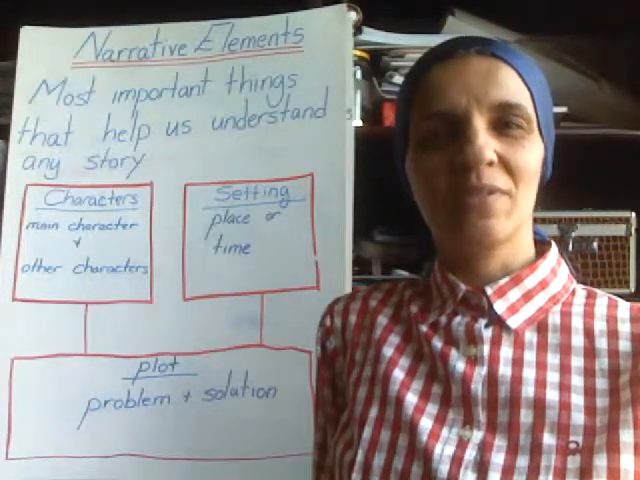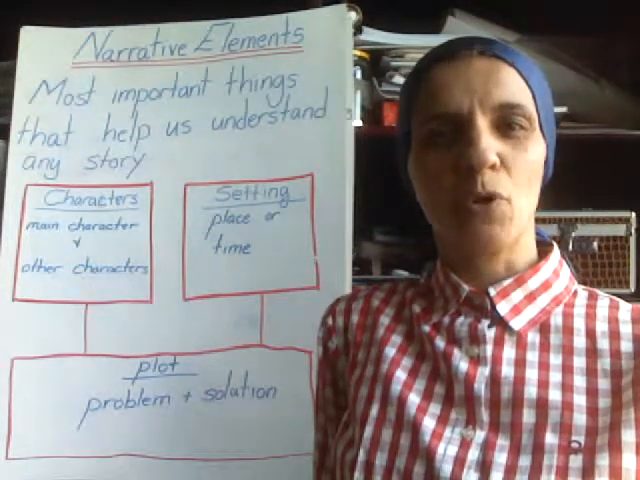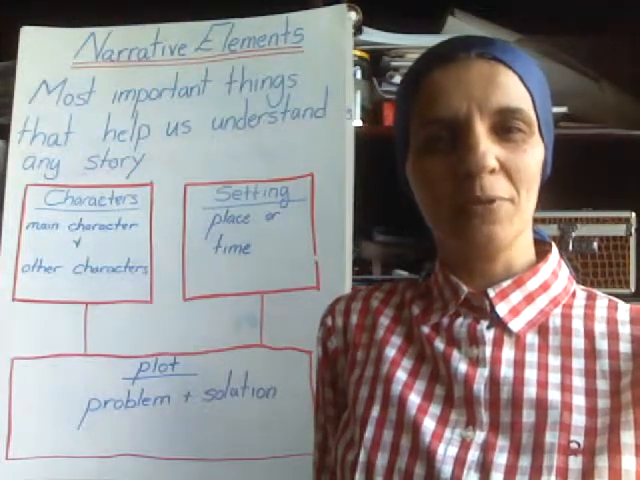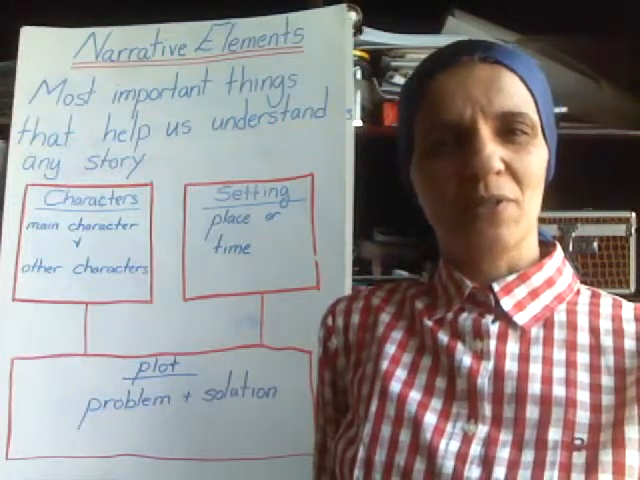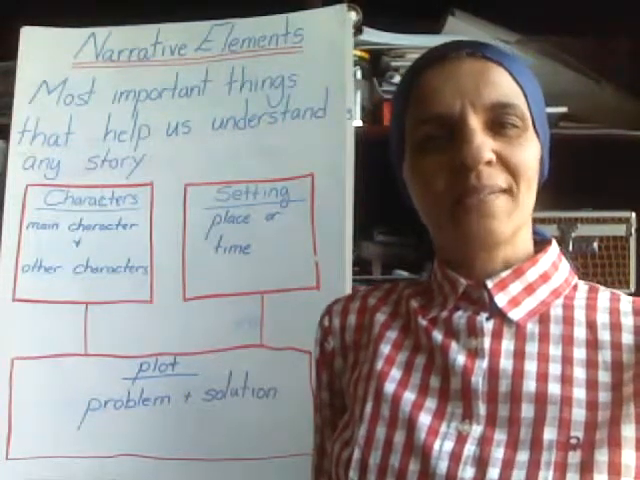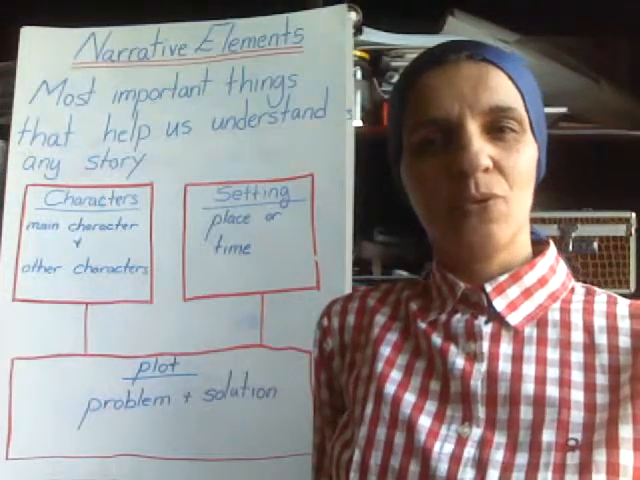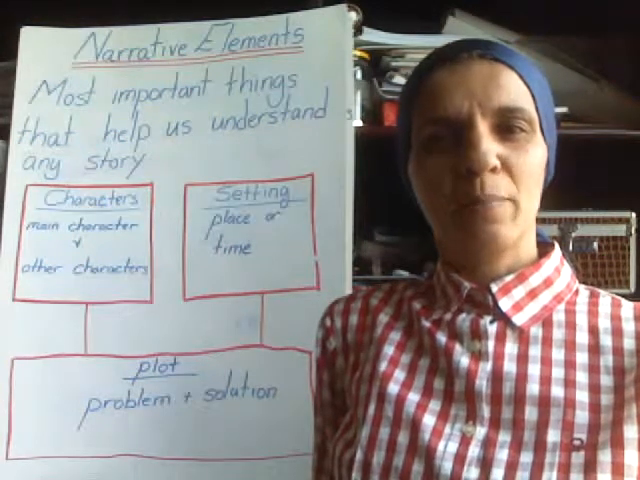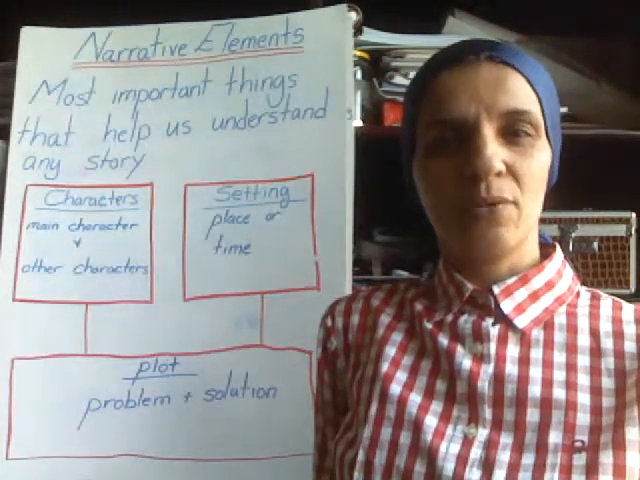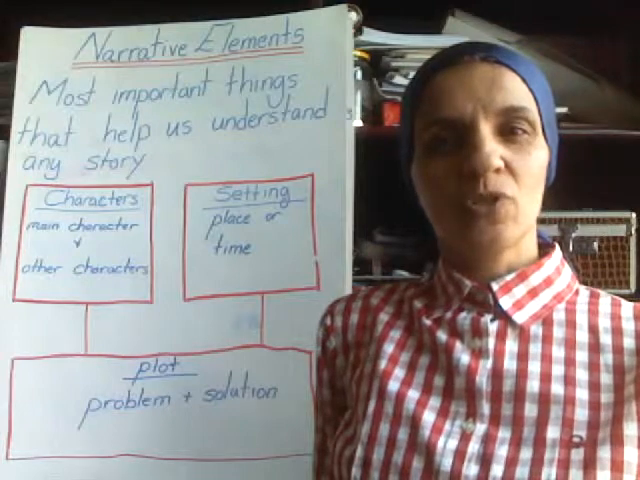The main character is the character that is mentioned the most, or that the story is mostly about, and the other characters are the other characters in the story. And then there's a setting, which can be a place or a time, for example a school, a house, a time, a year or a season or a day on which the story happened.